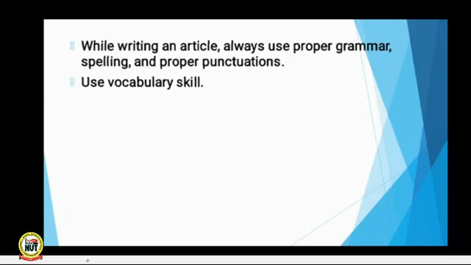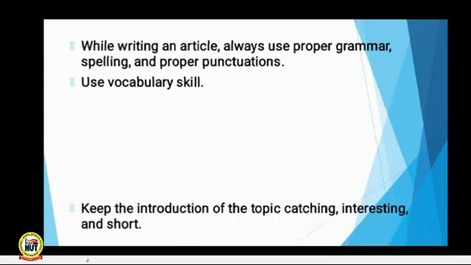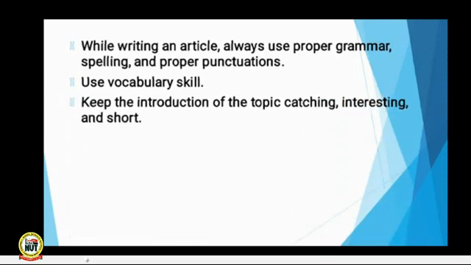Use vocabulary skill. Vocabulary skill here does not mean you should begin to borrow big words, complex words that will end up confusing your readers, but rather it means your choice of words. Your choice of words must relate to the topic you're writing. Your choice of words should be in line, should be associated with the topic you're writing. By so doing, you have a better writing.